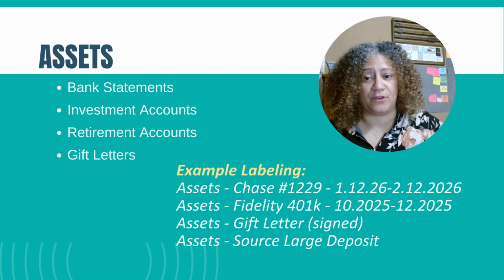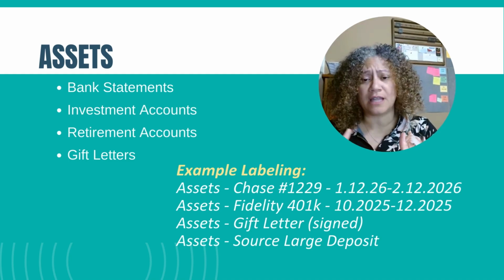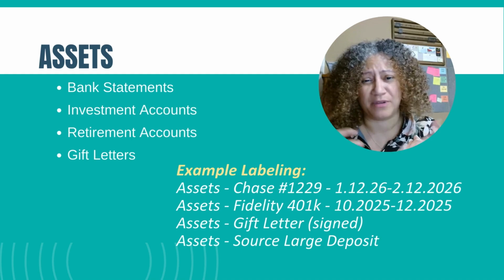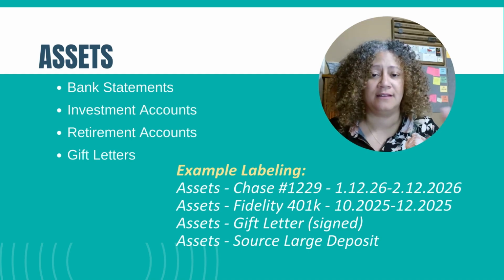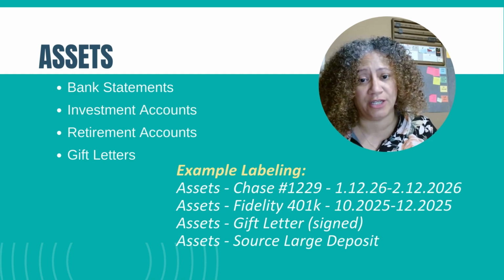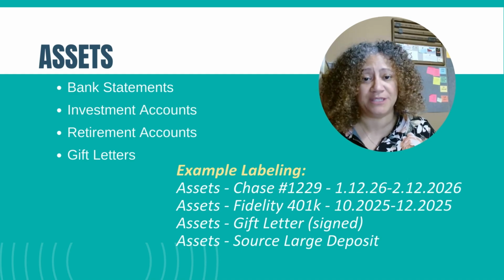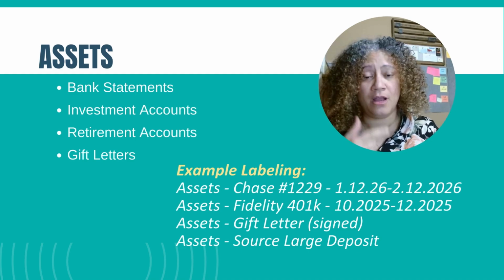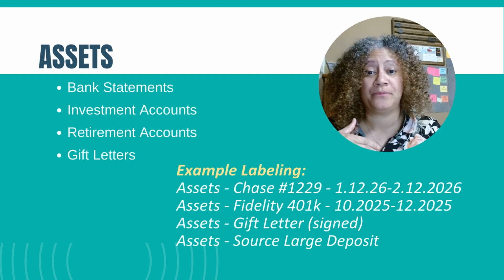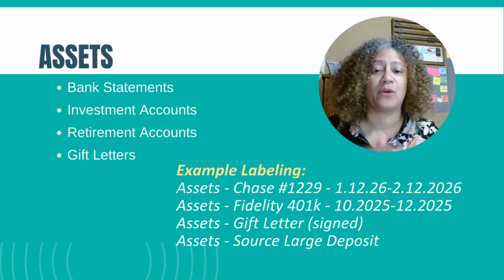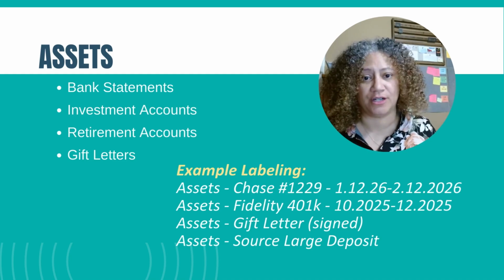So anything that's in that asset bucket, you can label it as asset, or I put assets with an S, but you could put asset or assets. And then I put the name of the institution. And then if dates are relevant, I put dates. So that way I know at a glance without having to open up the document, this 401k statement is from last quarter of last year.